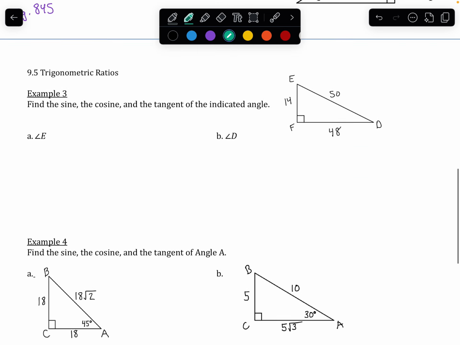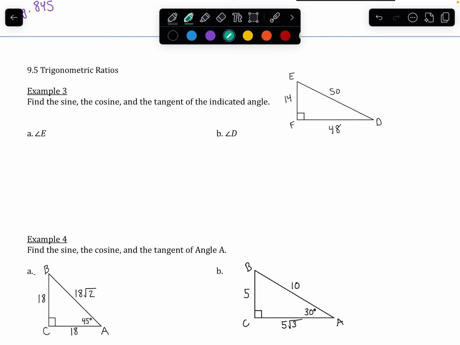All right, let's move on to the next problem. I want to find the sine, cosine, and tangent of the indicated angle. So first, I want to focus on E. So sine, cosine, and tangent. The sine of E, SOHCAHTOA. So opposite, 48 over 50. Now you could reduce this or just calculate it out. You're going to get 0.96.